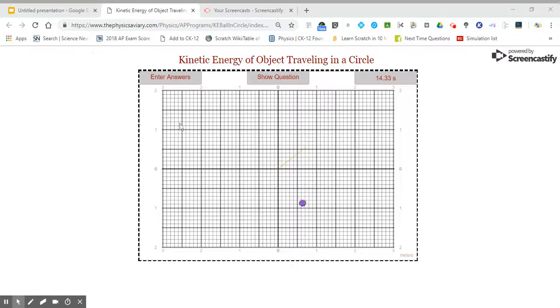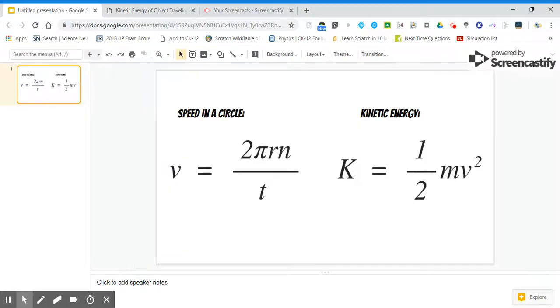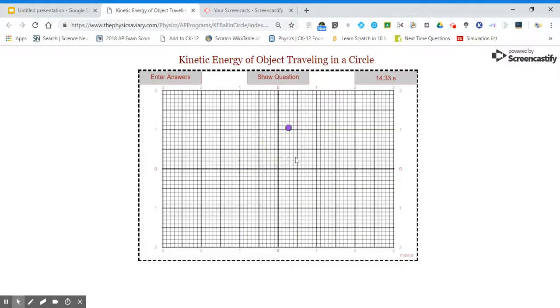Now, the equations that we're going to use in this simulation are based off of these two. We have the speed of an object moving in a circle, which is 2 pi r times the number of circles divided by the time it takes to do those circles, and the kinetic energy of a moving object, which is 1/2 mv squared. So that means a few measurements are going to need to be made.